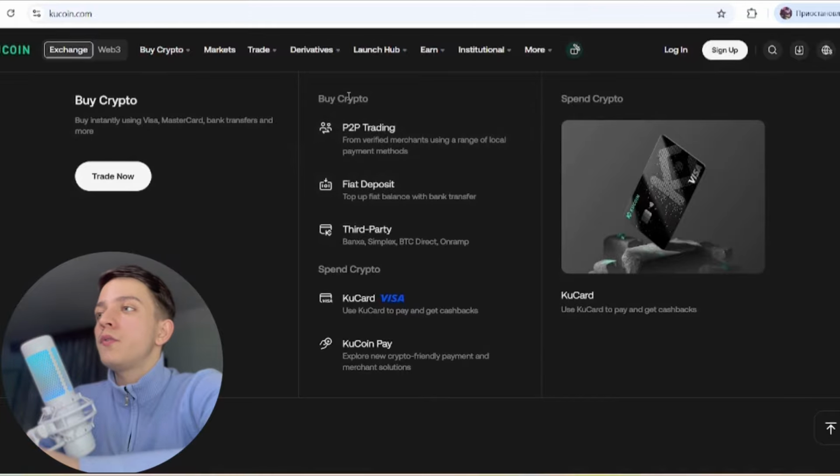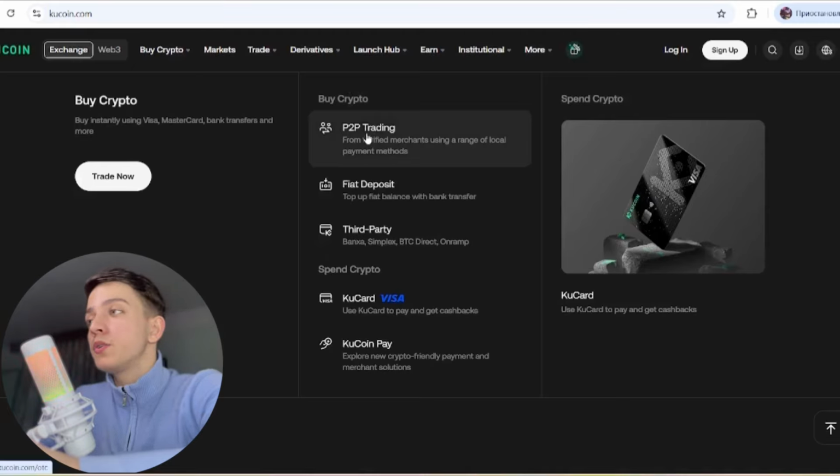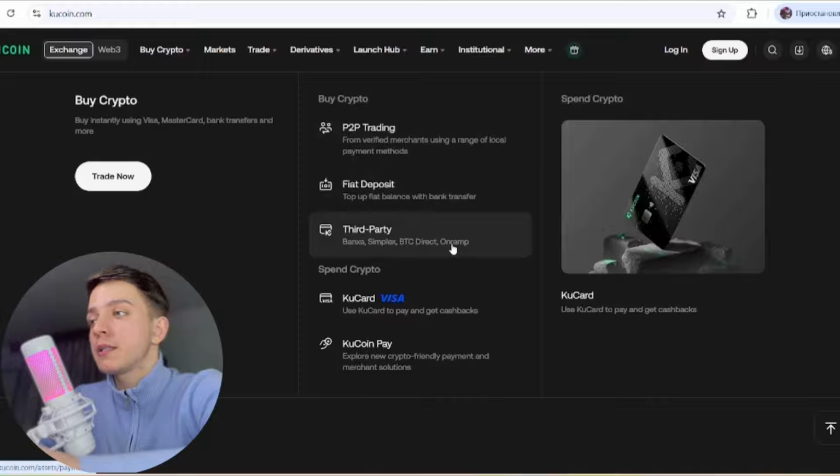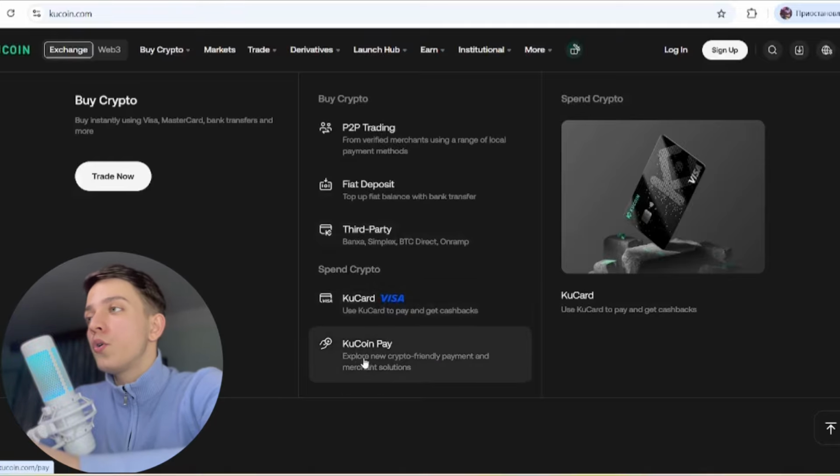To trade there you can see buy crypto. First of all, if you want to buy, or you can also transfer your crypto into your KuCoin account, or you can buy some crypto with P2P trading. So fiat deposit and third party, you can see Banxa, Simplex, and etc. And KuCoin card and KuCoin pay.